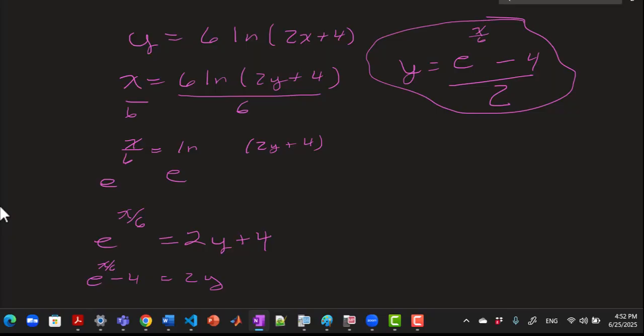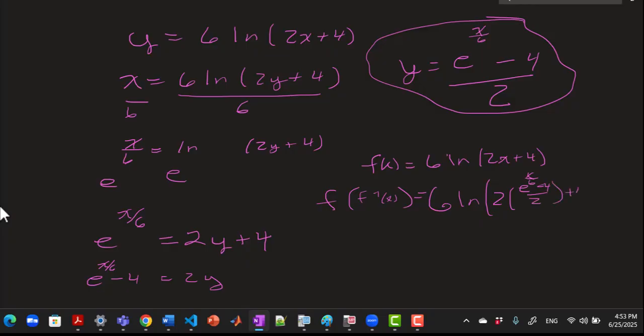So f of x was 6 natural log 2x plus 4. Now I want to find f of f inverse. So I replace x with f inverse of x. So natural log 2 times, and then instead of x, I put e to the x over 6 minus 4 over 2 plus 4.